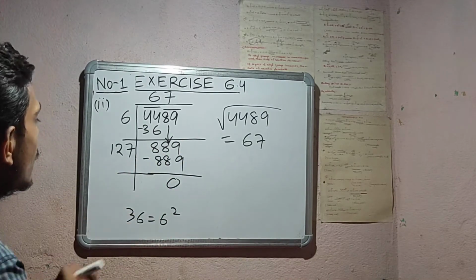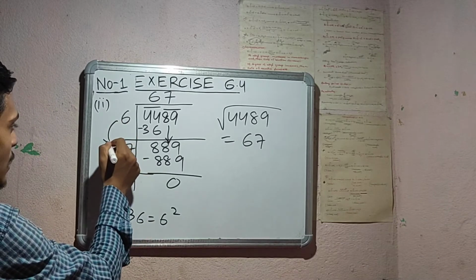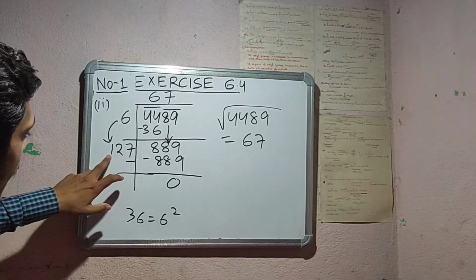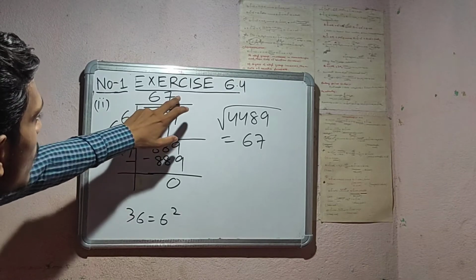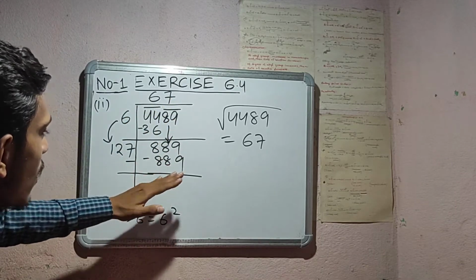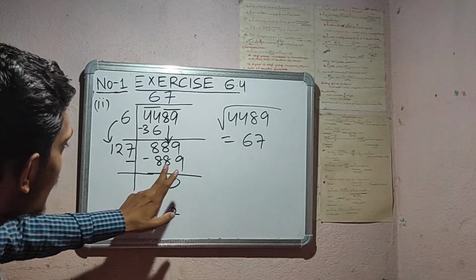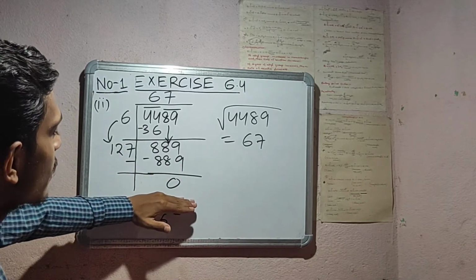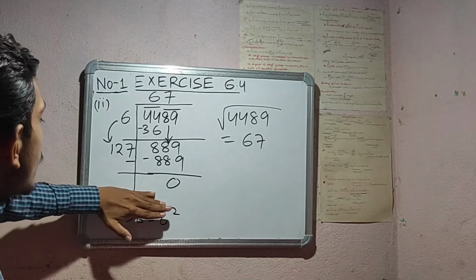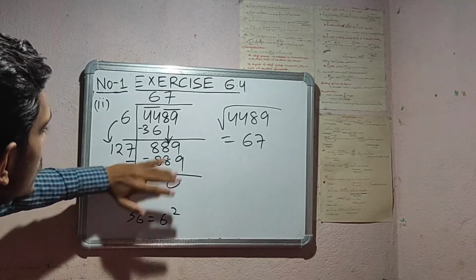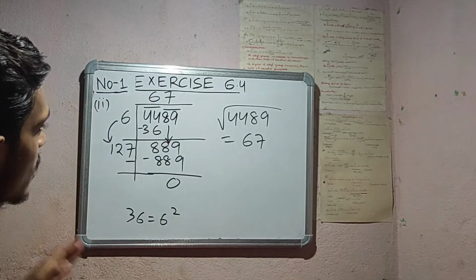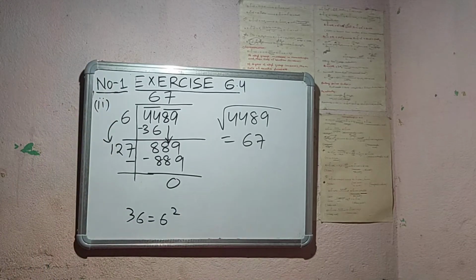Double the divisor: 6 twos are 12. Find such a number that, when multiplied, gives this number or less than this number. I can put 7, and I get 889. The remainder will be 0. Once the remainder is 0, the quotient is my square root. So this is your answer. Clear?